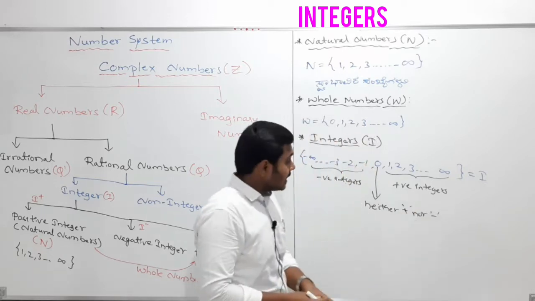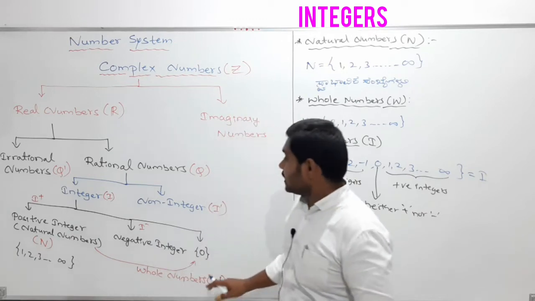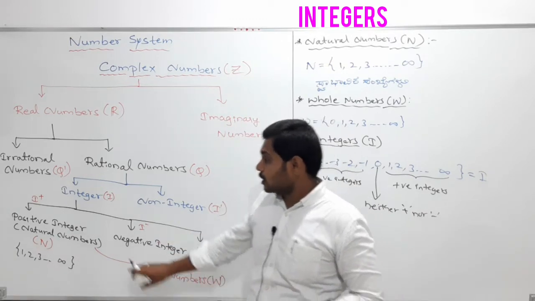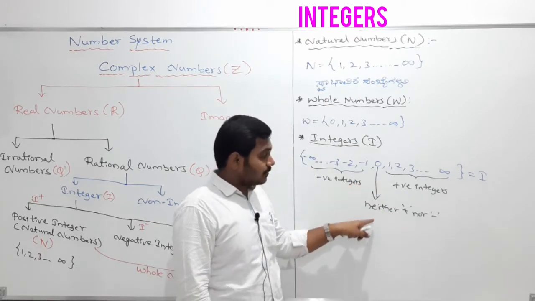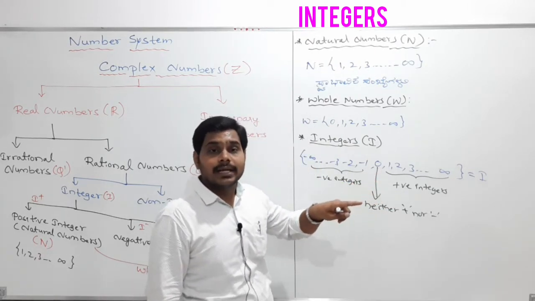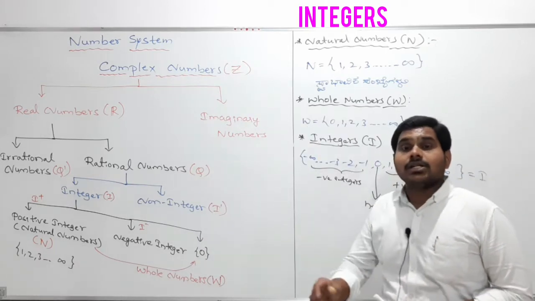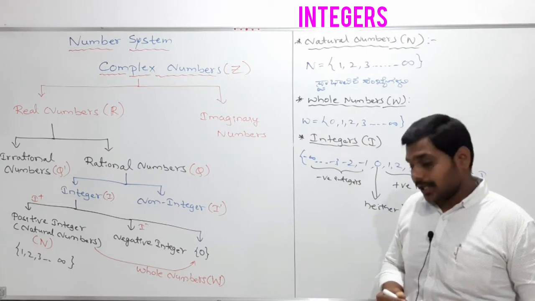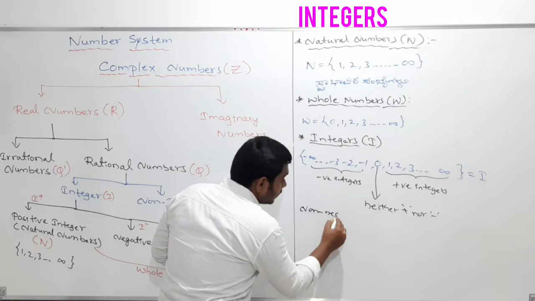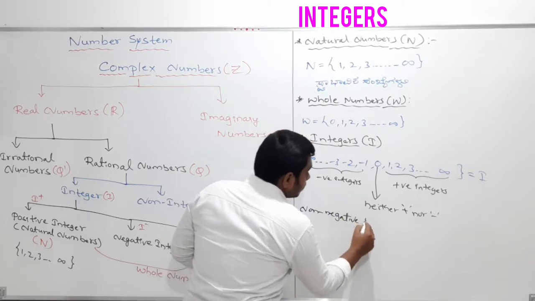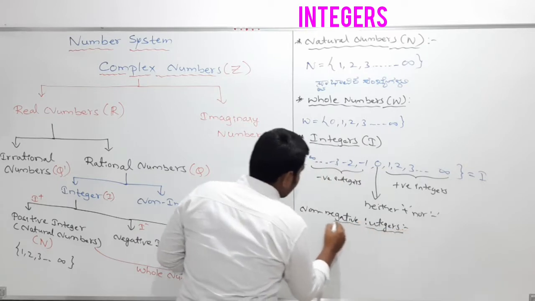So, 0 being neither positive nor negative, for the integers you can take positive integers, or you can take, for example, non-negative integers. If we are taking the non-negative integers, next, non-negative integers. So what are non-negative integers?